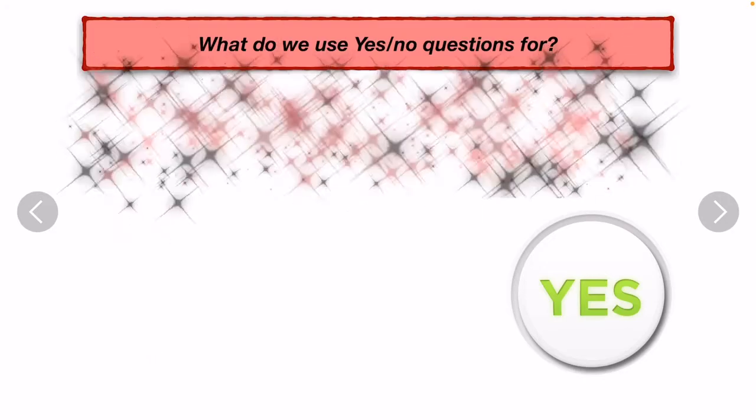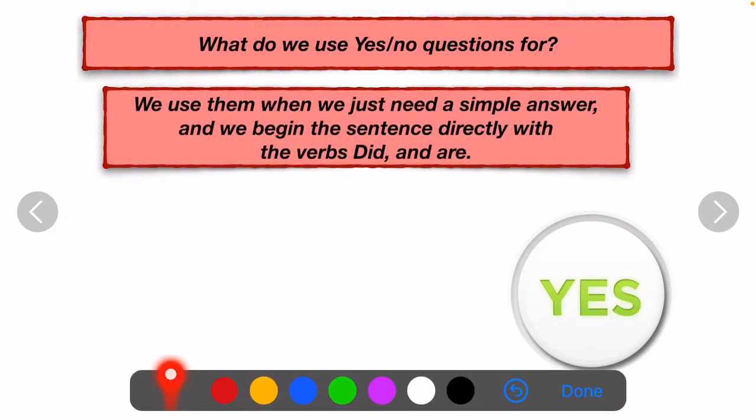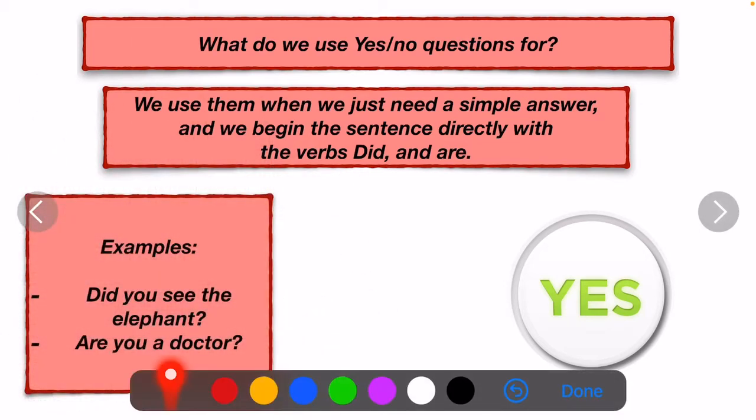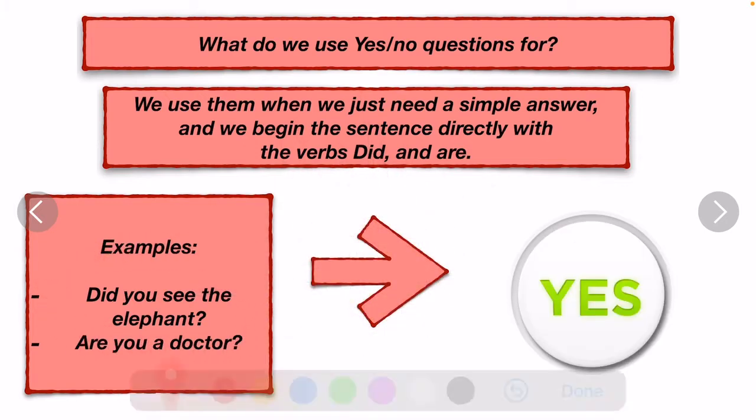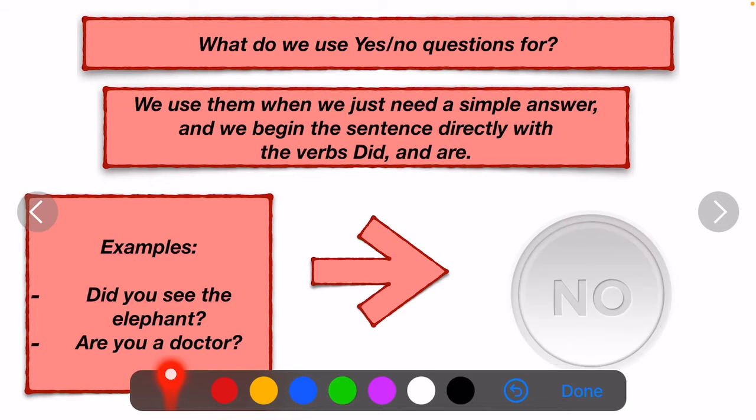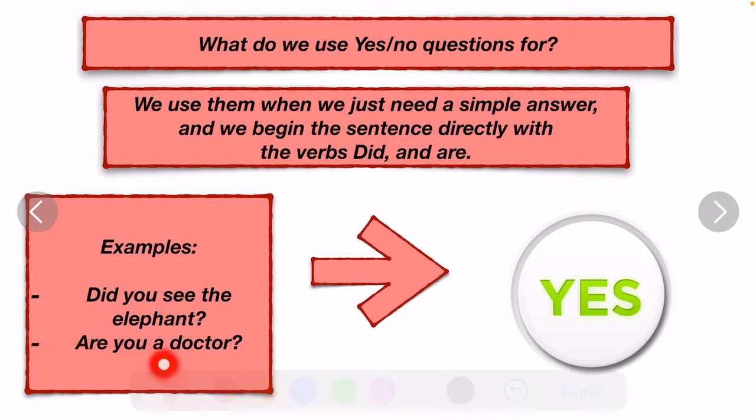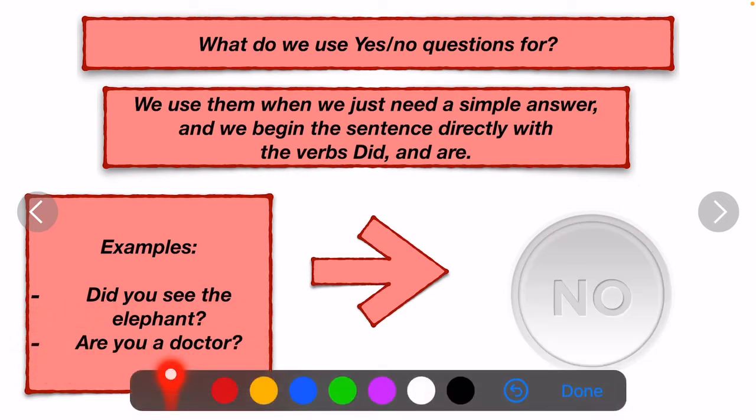Now, let's have a look at yes and no questions. What do we use yes and no questions for? We use them when we just need a simple answer, and we begin the sentence directly with verbs like did and are. Let's have some examples. The first question is, did you see the elephant? The answers can be, yes, I saw the elephant, or no, I did not see the elephant. The second question is, are you a doctor? The first answer can be, yes, I am, and the second answer can be, no, I am not.